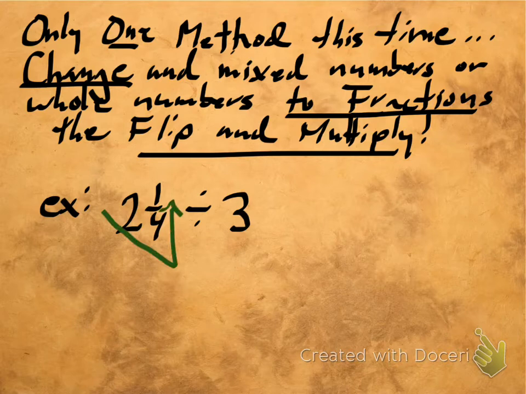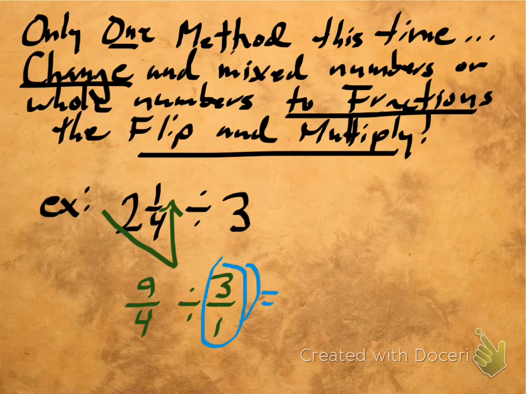2 times 4 is 8 plus 1 is 9, so this becomes 9 over 4, and we're dividing by 3 over 1. Okay, that's the first step. All right, now the second step, before I can do anything else, I'm going to have to change this into a multiplication problem. So the second fraction is going to flip upside down, and the division sign is going to change to multiplication. So the front fraction never changes, 9/4.